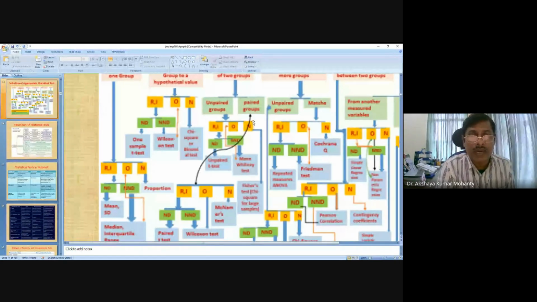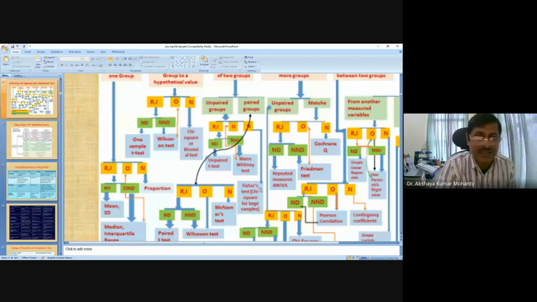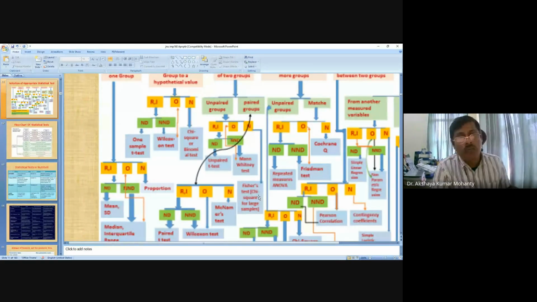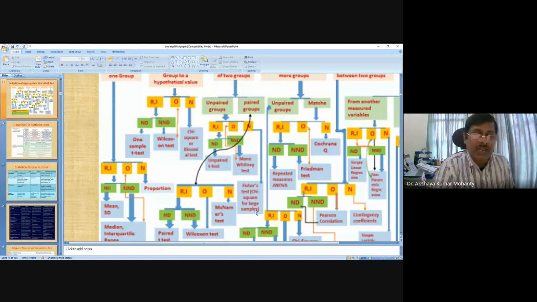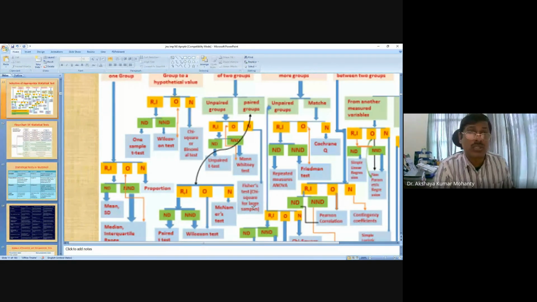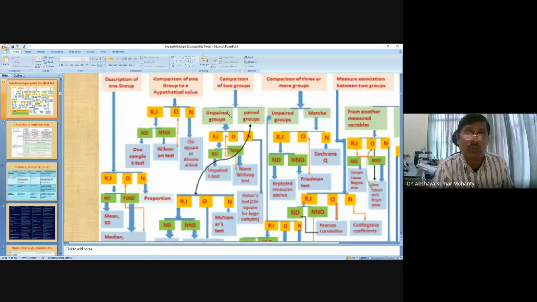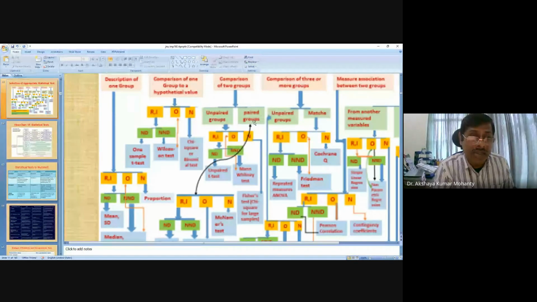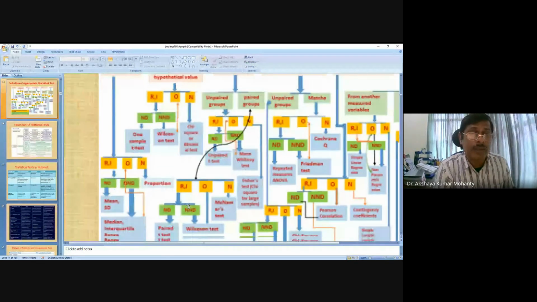Now if data is in the categorical scale, you only have the option to go either for Fisher's exact test or for the chi-square for large sample test. So this is all about unpaired groups under the comparison of two groups. Now under the same two groups, if the groups are paired, if groups are matched, what will happen? Directly here we are done.